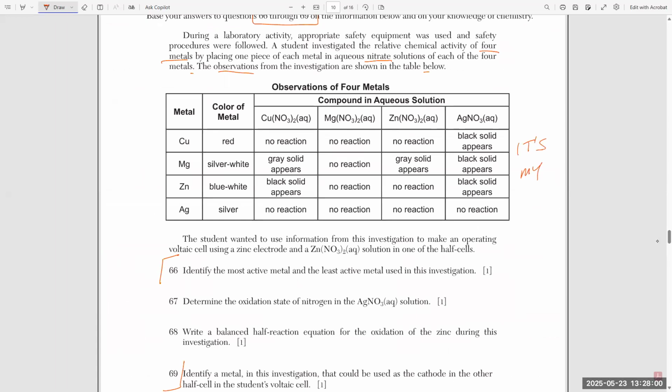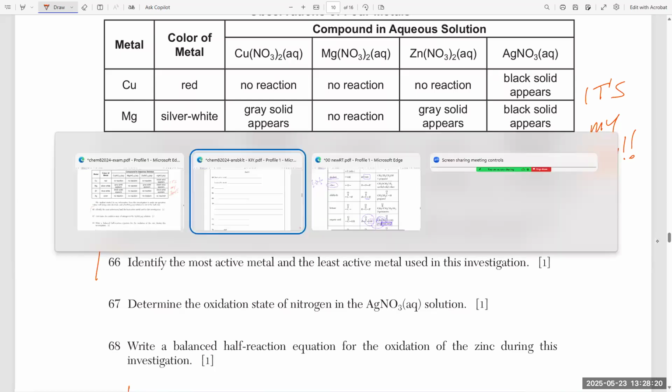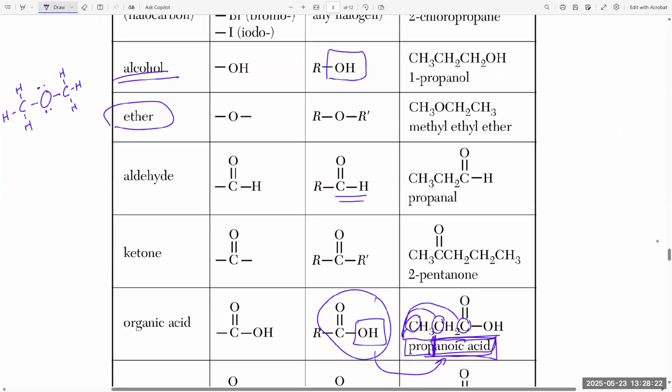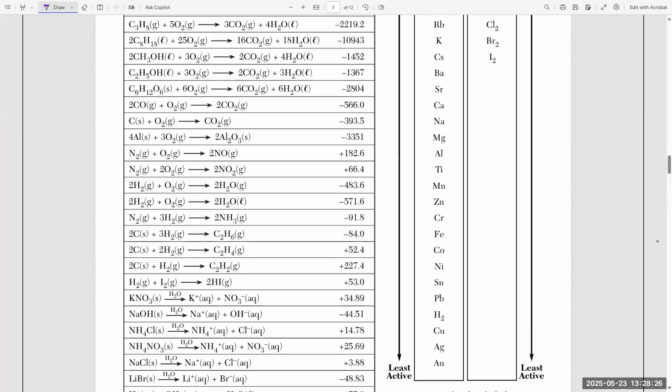It's my jam. Why do I write that? Because I'm psyched, because this is what I'm good at, or you're good at, right? Or we're good at. All right, it says identify the most active metal and the least active metal used in this investigation. If only there's a chart of active metals. Wait a minute, right? Some of you guys are screaming at me right now saying, oh, go to table J. Let's go to table J.